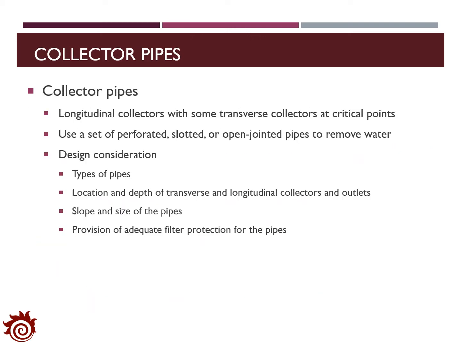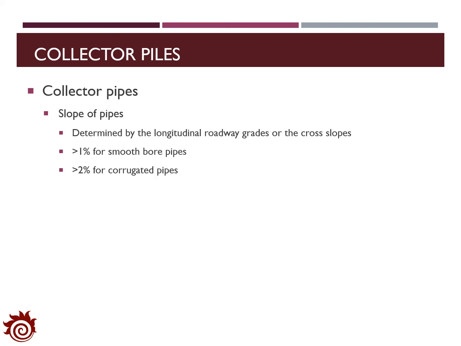The last thing we have to consider in the drainage design is collector pipes. Usually we will apply longitudinal collectors with some transverse collectors at critical points, and perforated, slotted, and open joint pipes can be applied for the drainage system to remove the waters. In the selection of the pipes, we need to consider the types of the pipes, location and depth of the transverse and longitudinal collectors and outlets, the slope and size of the pipes, and provision of adequate filter protection for the pipes. The slope of the pipes is usually determined by the grade of the longitudinal roadway and the cross slope.